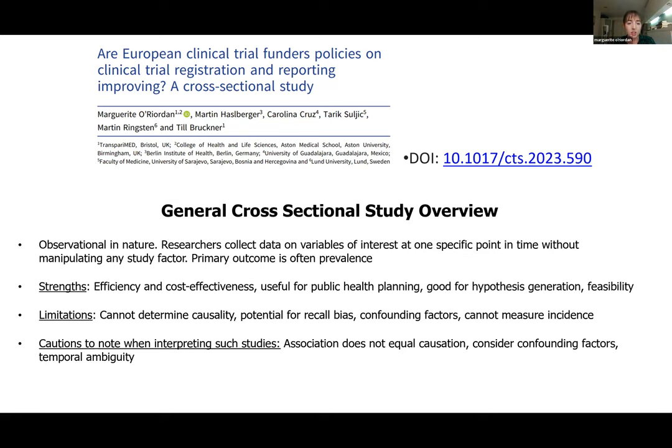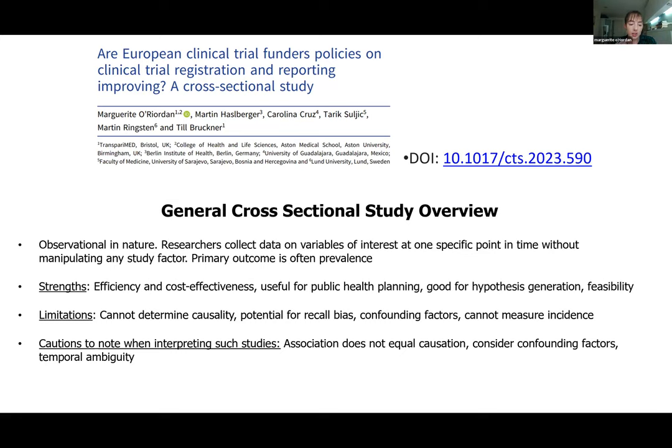In terms of limitations, which I'll be talking about quite a bit later regarding my own study, you can't determine causality, as both exposure and outcome are measured simultaneously. So that's one thing to consider. There's a potential for recall bias: if participants are asked about past experiences or exposures, the answers might not be accurate. This is just cross-sectional studies in general. Also, confounding factors can skew results, and measuring incidence is another thing to be aware of.